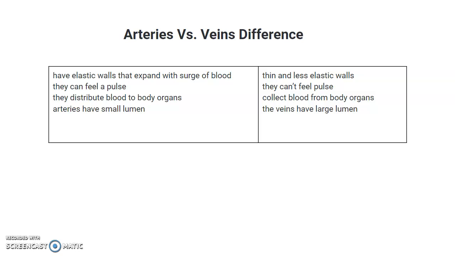What else? The arteries distribute blood to body organs. Something very important is that they distribute blood in our body. But veins collect blood from the body, right? In this part it is from the body, and in the other it is to distribute to the body. Another thing you can see is that arteries have a small lumen and veins have a large lumen. So in this part it's small and the other is large. These adjectives are totally opposite, right?